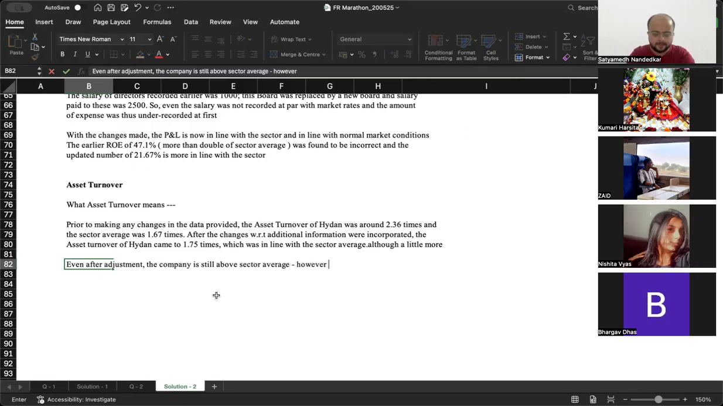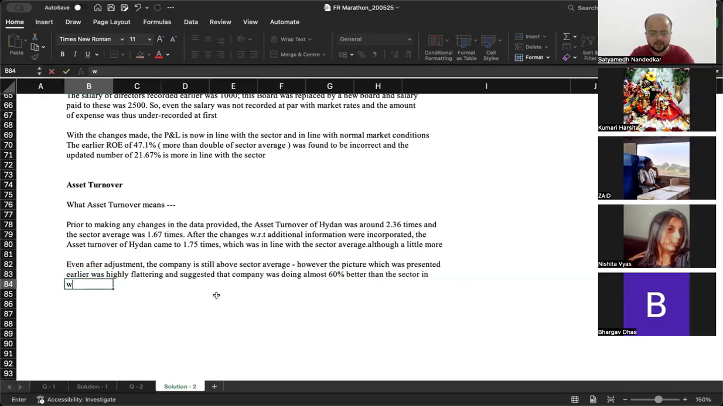However, the picture which was presented earlier was highly flattering and suggested that the company was doing almost 60% better than the sector in which it is operating. ठीक है. With the adjustments, now the results are in line with the sector.